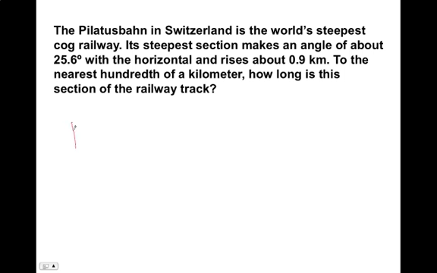What you should have drawn was a right triangle that makes an angle of about 25.6 degrees and is about 0.9 kilometers above the ground. It's wanting us to find the length of the track. So now you notice we can label our opposite, adjacent, and hypotenuse and realize we're dealing with O and H, which is the sine. So we want the sine of 25.6 degrees, which equals 0.9 over x. Put your function over 1 and cross multiply.